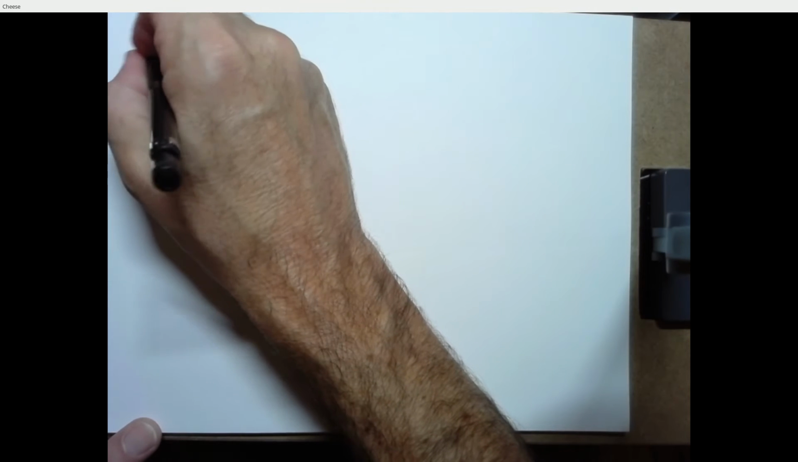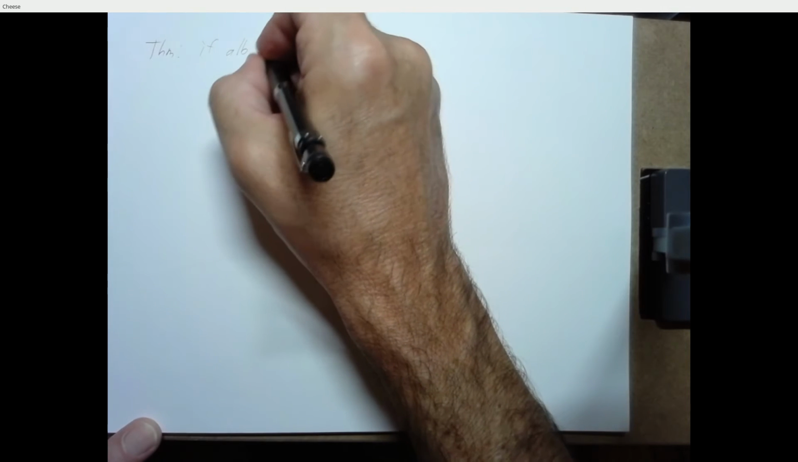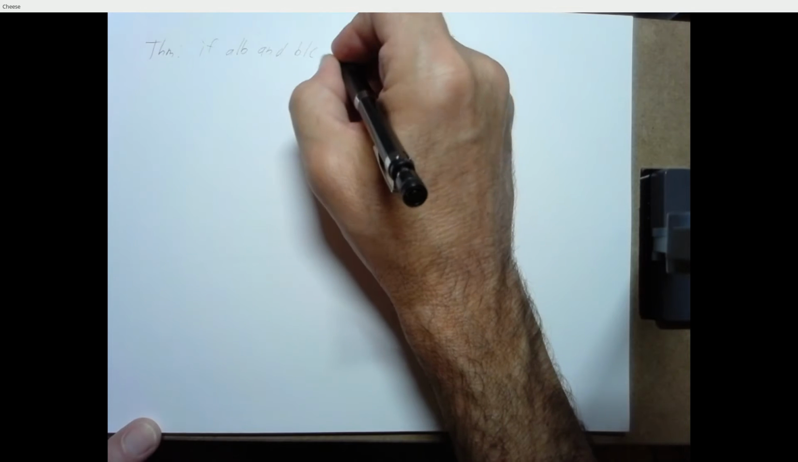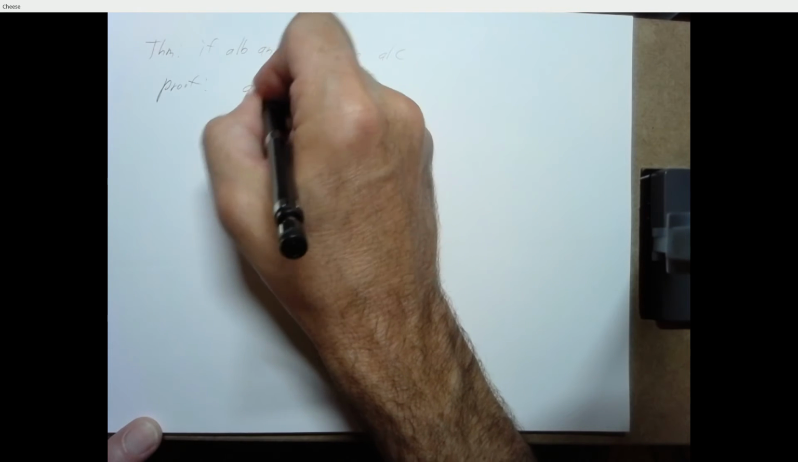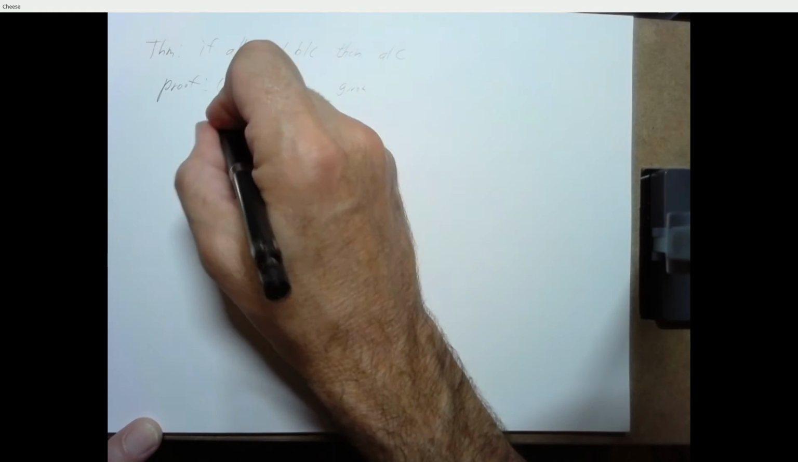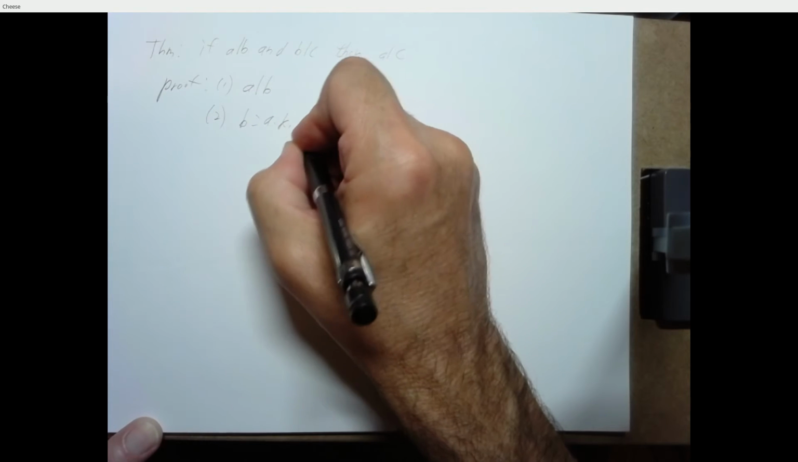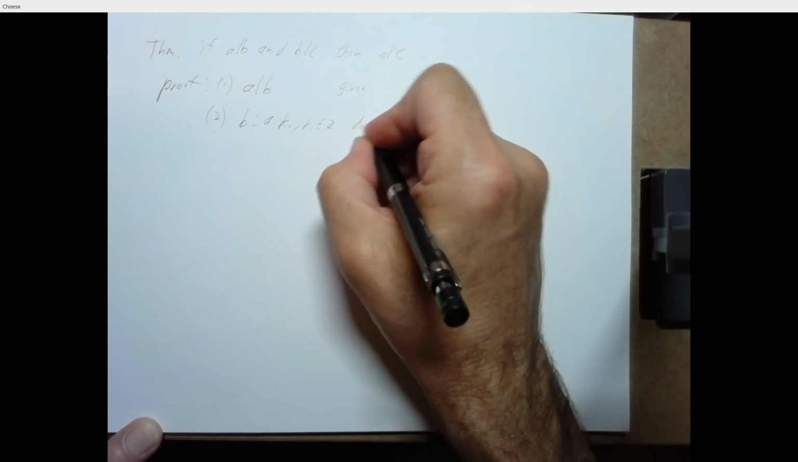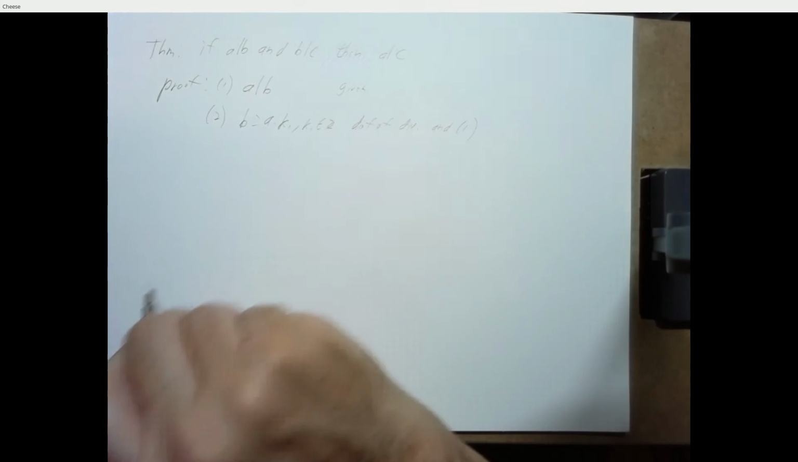Let's look at another theorem. If A divides B and B divides C, then A divides C. So what's the proof? A divides B, that's given. I'll go ahead and number these. So since A divides B, B equals A times K1, K1 being an integer, that's the definition of divisibility applied to statement 1.